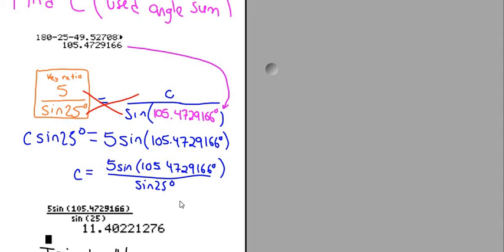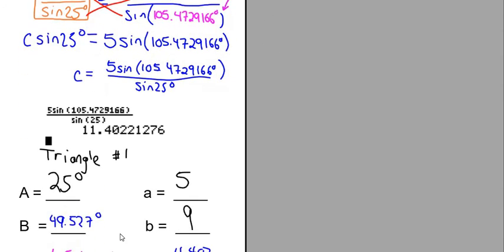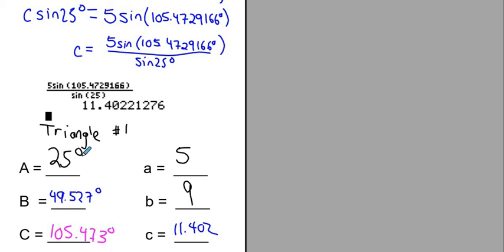So now I just write out what the first triangle is. I was given 25 degrees. That was directly across from the side A, which was 5. I was also given 9.